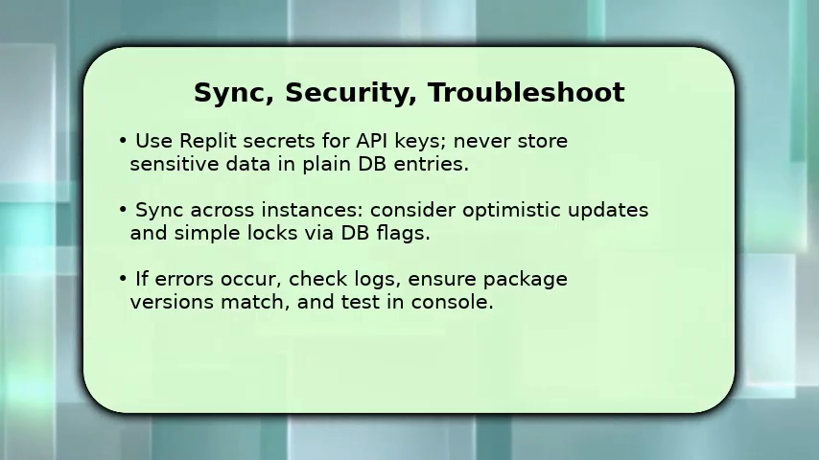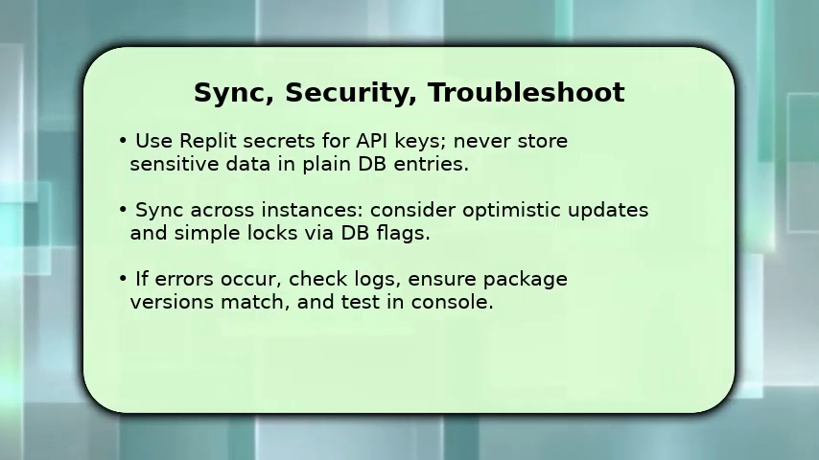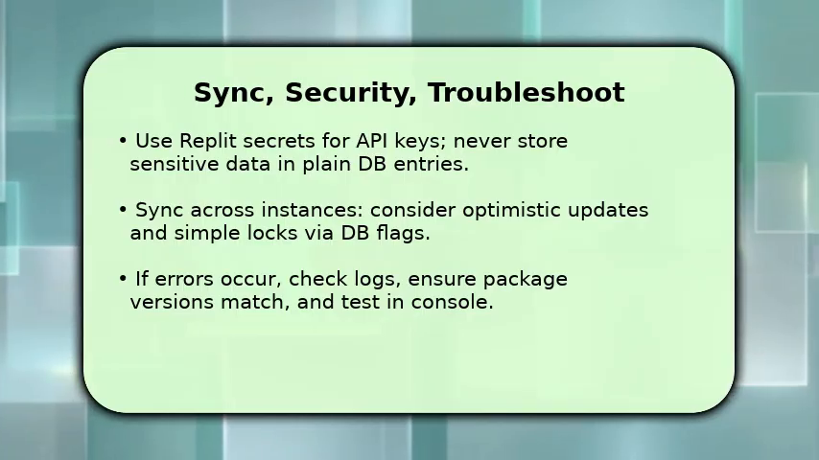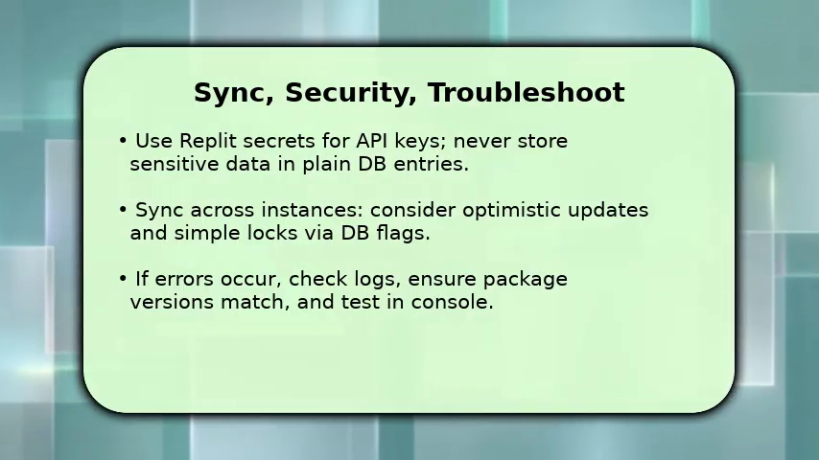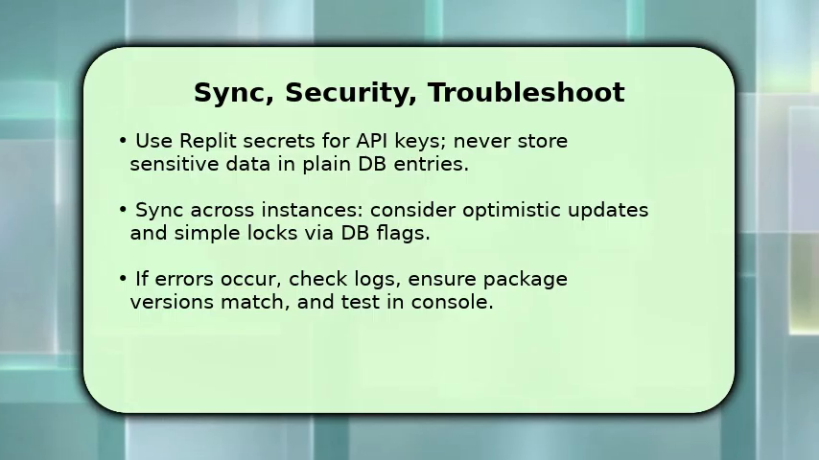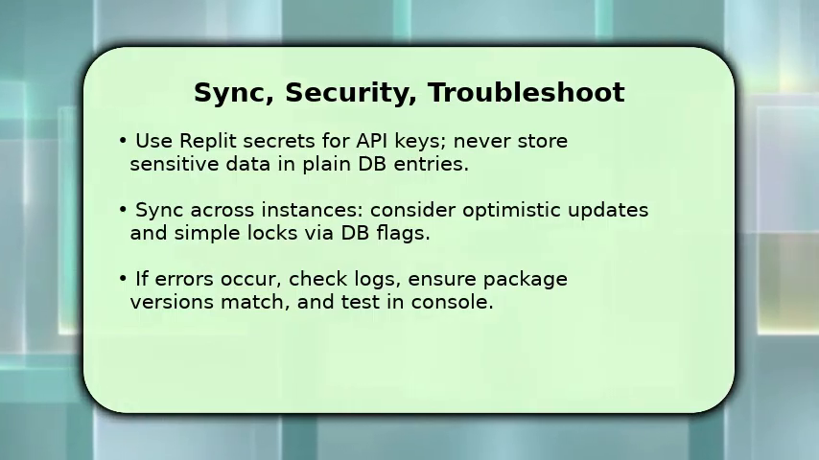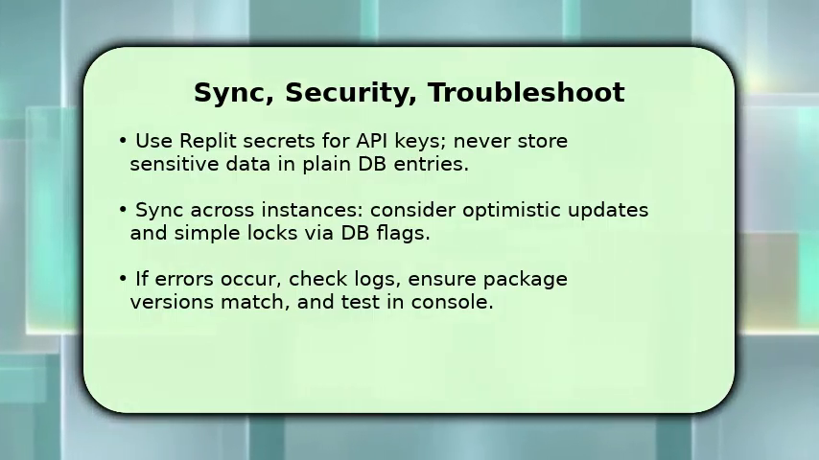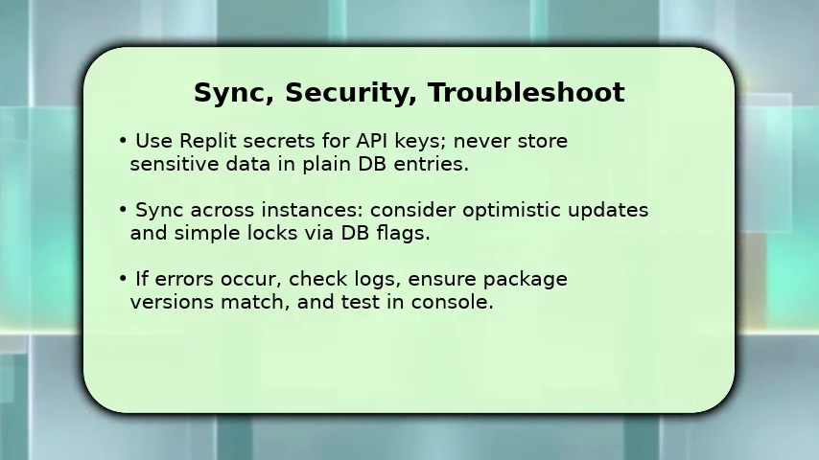Once deployed, monitor via logs and occasional consistency checks. If something breaks, reproduce the action in the console, confirm the Replit package version, and inspect error traces. Often clearing a stale lock or correcting a JSON parse fixes most issues. This gets you reliable DB behavior fast.